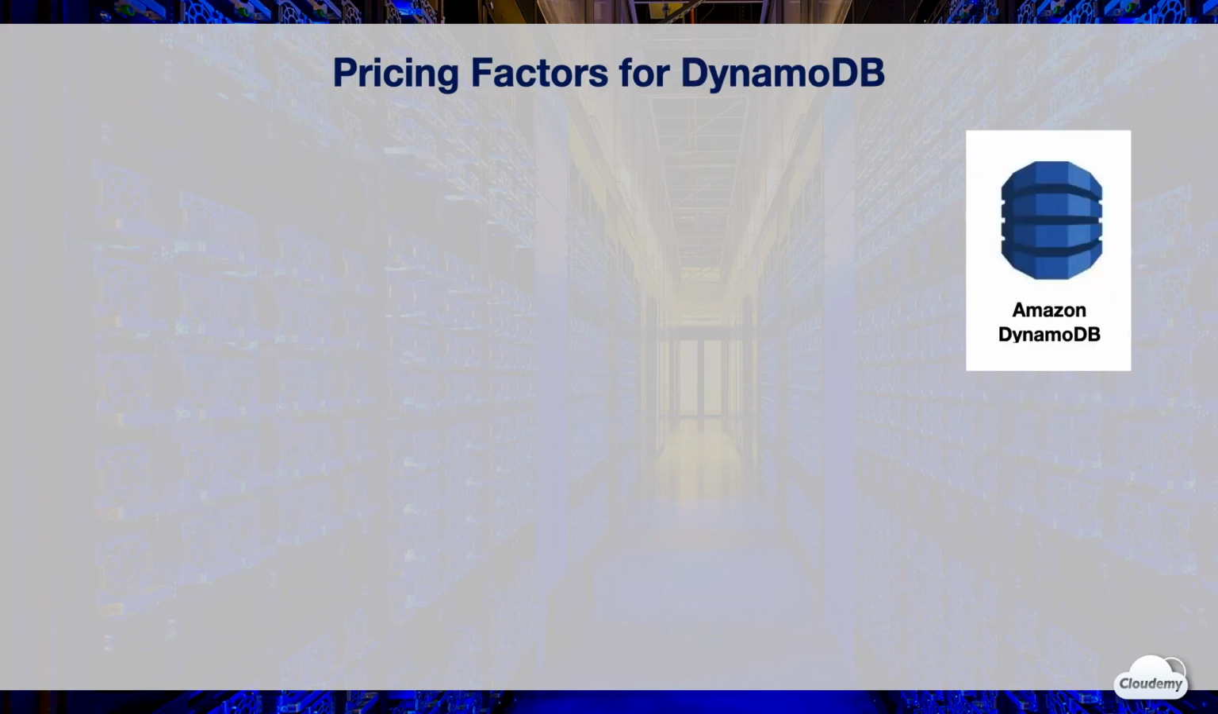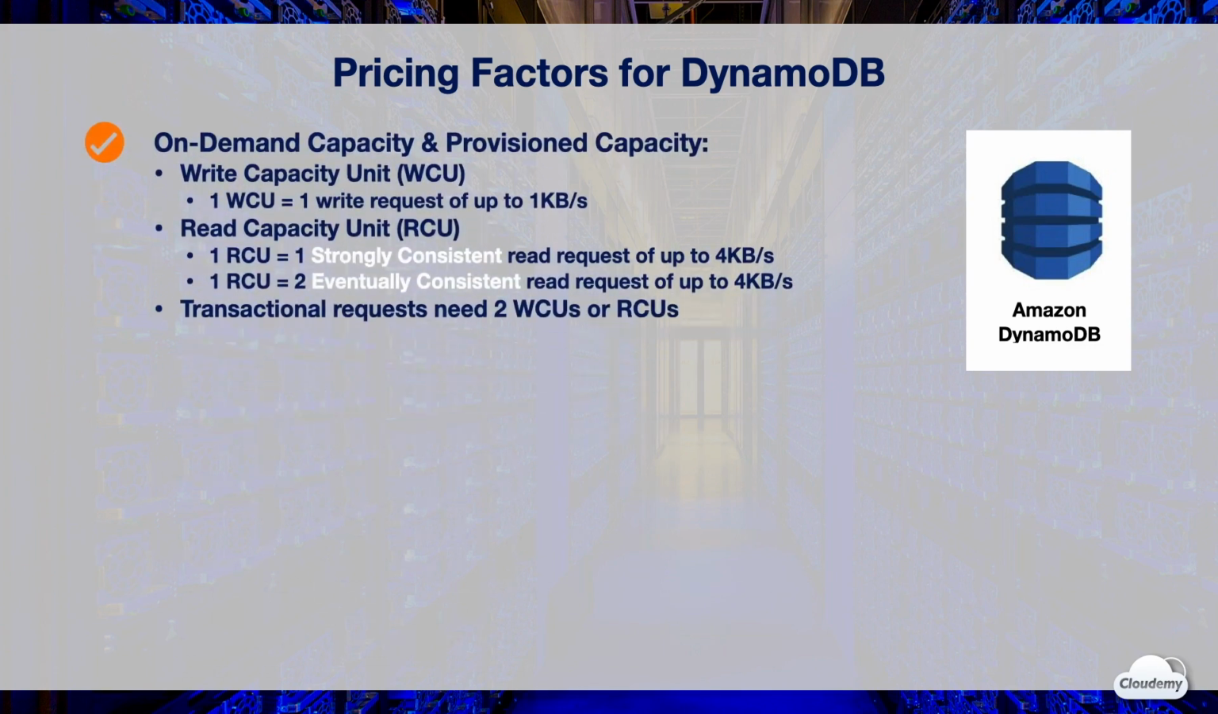Amazon DynamoDB is the NoSQL database service that delivers single-digit millisecond performance at any scale. With DynamoDB, you only pay for the resources you consume. You don't need to provision any CPU, memory, or storage. DynamoDB offers on-demand capacity and provisioned capacity modes. With on-demand capacity, you pay for read and write requests that the application performs on your tables. You don't need to specify how much read and write throughput you expect.